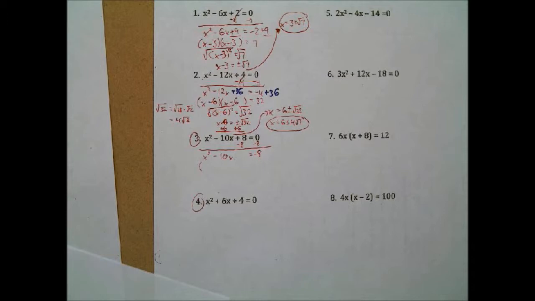Oh, you were so close, Jeff. So close. So it's x minus 5 equals plus or minus root 17. What's with the x that you need to get rid of? The minus 5, right? So you're going to add 5 over here. So x equals 5 plus or minus root 17. You're going to add 5 to both sides.